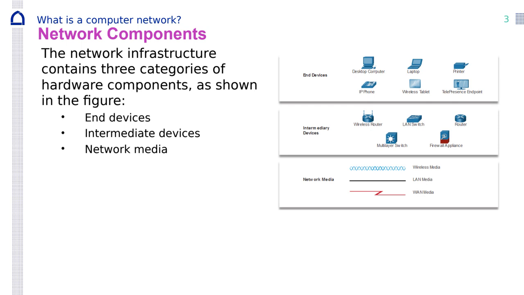The common network components comprise or make up your computer network infrastructure. And we have 3 categories. End devices, like what? Give me an example. Laptop, PC, telephone, printer. We have intermediate devices like routers, switches, access points. And then we have the network media, which can be cable, fiber optic, copper.